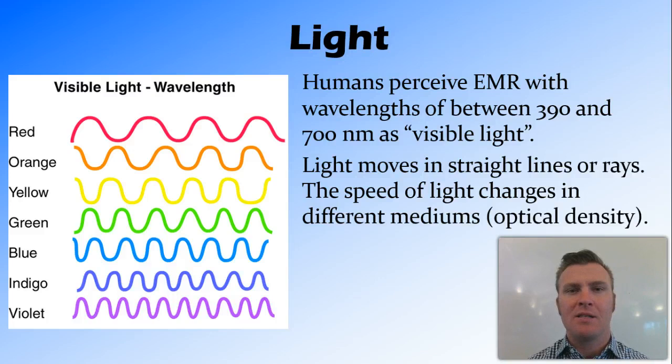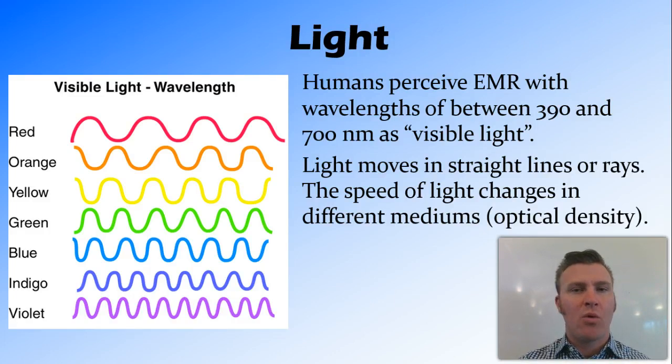We call it visible light, or the visible spectrum of electromagnetic radiation. And this occurs between 390 nanometers, which we perceive as blue or violet, through to 700 nanometers, which we perceive as red. Now, light moves in straight lines as it goes through a medium.